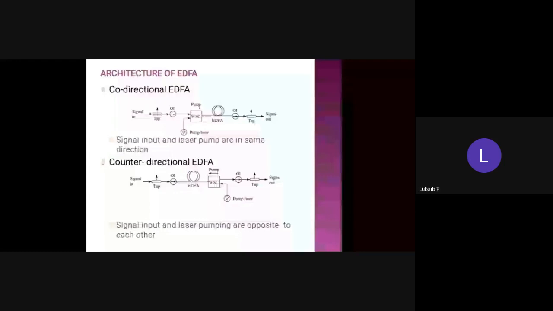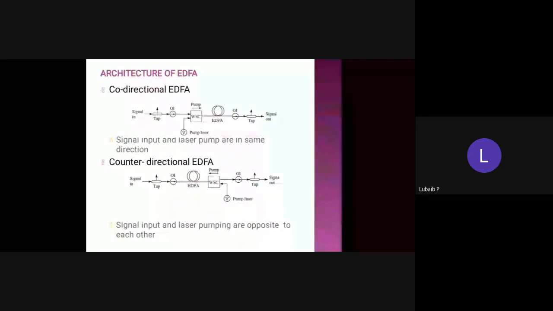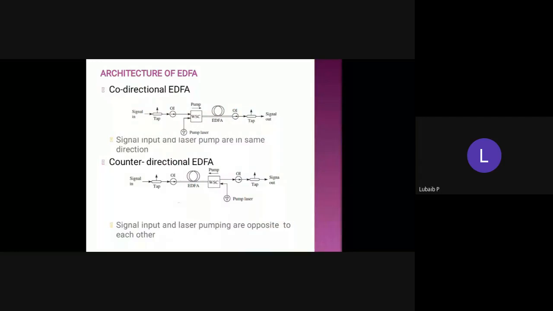These are the architectures of the EDFA, as shown here, the different types of architecture. In the first figure, you can see that the signal input and laser pump are in the same direction. That's why it's called co-directional EDFA. Co-directional means the signal input and the laser pump are in the same direction. And in the counter directional EDFA, the signal input and the laser pumping are opposite to each other. In this figure, the signal input and the pump laser are in opposite directions, so that EDFA is called counter directional EDFA.